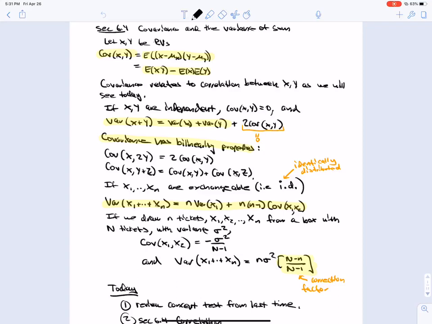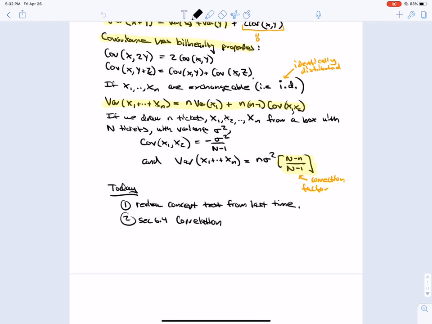Squared times this correction factor, which is capital N minus n over capital N minus 1. If you're drawing with replacement, then the draws would be independent, and you just get n sigma squared. But the dependence gives us this extra correction factor, which makes the overall variance smaller.